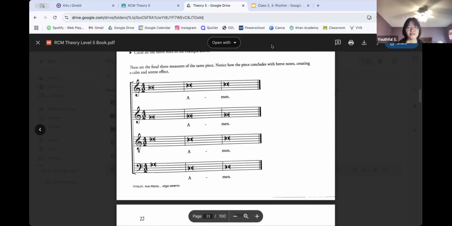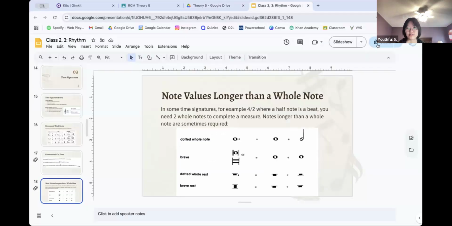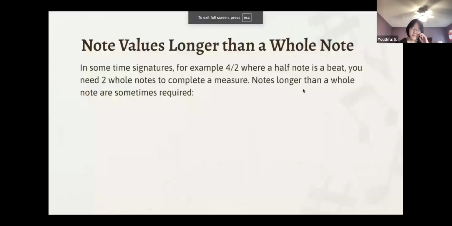Now let's see. That's basically an introduction to time signatures with a half note as a beat. It's very common in old times, like the Renaissance era, so not very common now. But since we're learning about theory that old people used, we also have to learn about 4/2 time and 2/2 time and stuff like that.